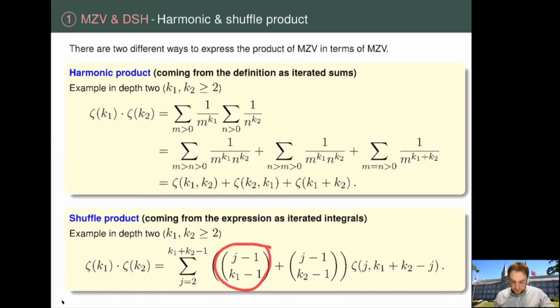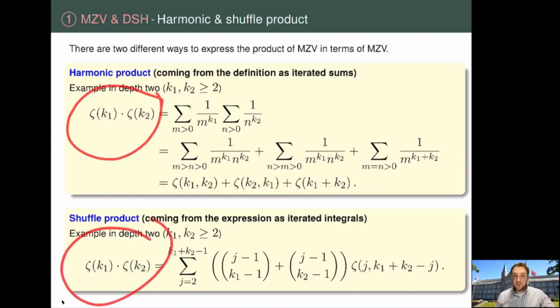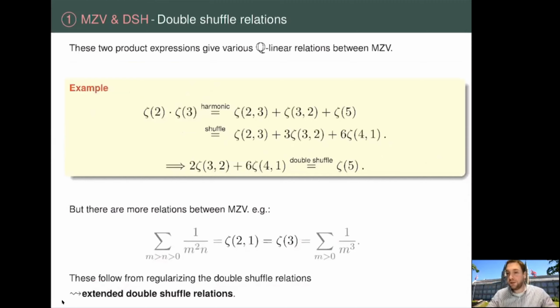So therefore, these binomial coefficients here can be interpreted in some combinatorial way by shuffling two decks of cards with two different types of cards. Okay, so therefore, we have two expressions for the product, and therefore this gives us relations among these numbers.